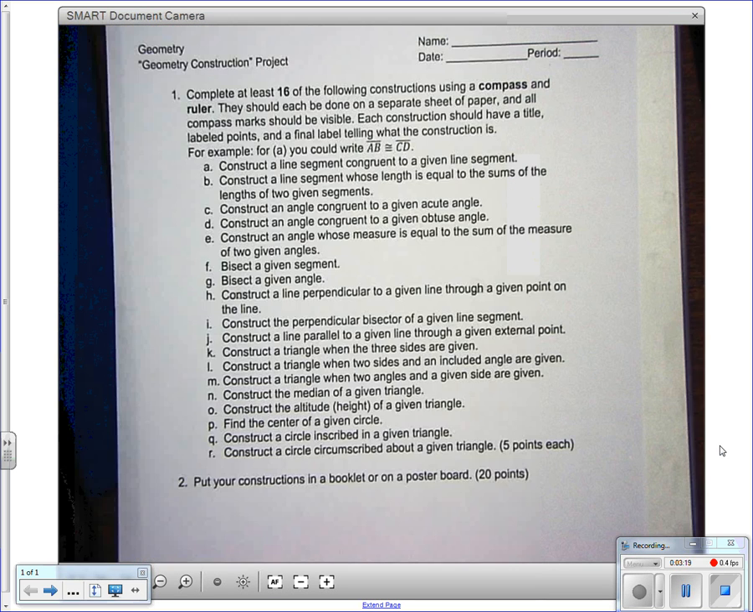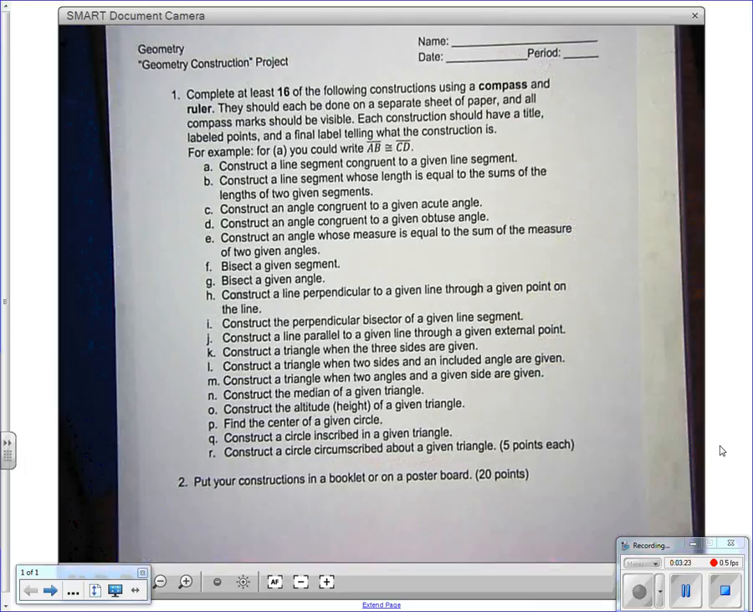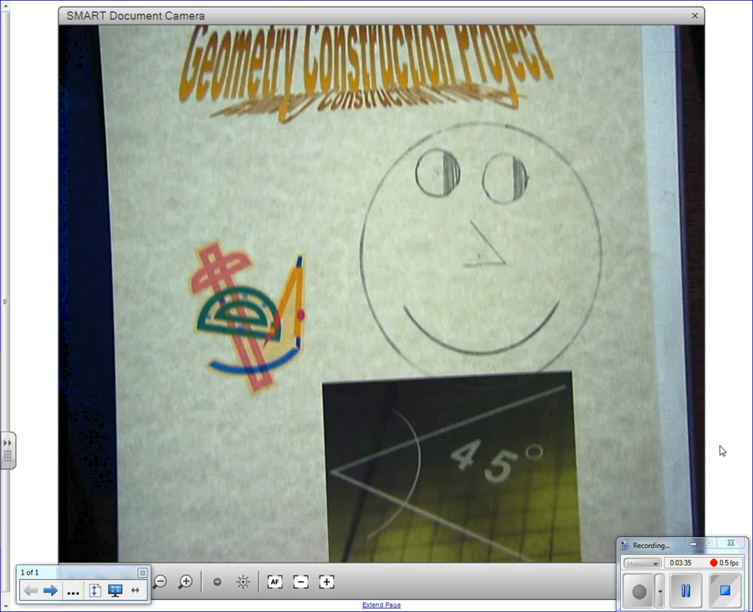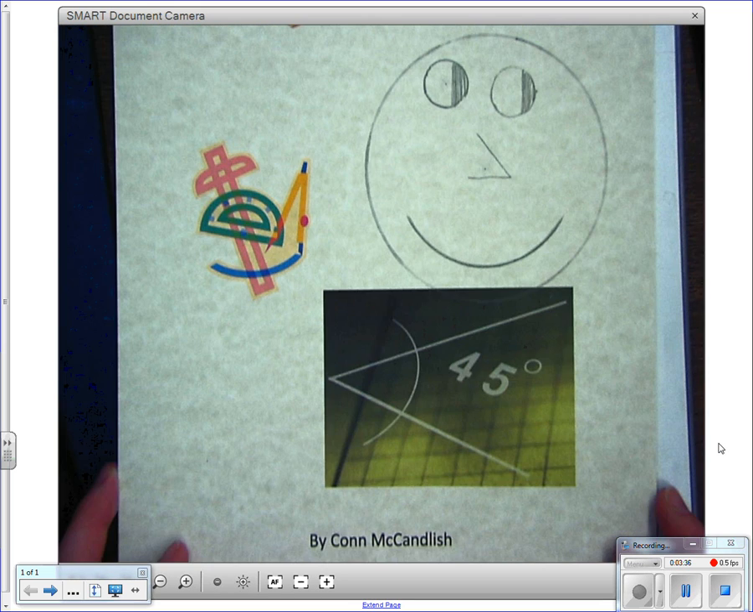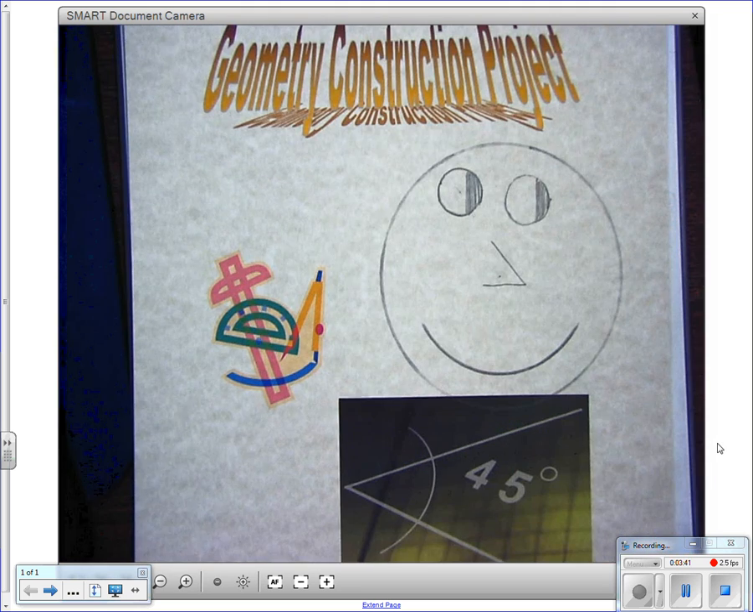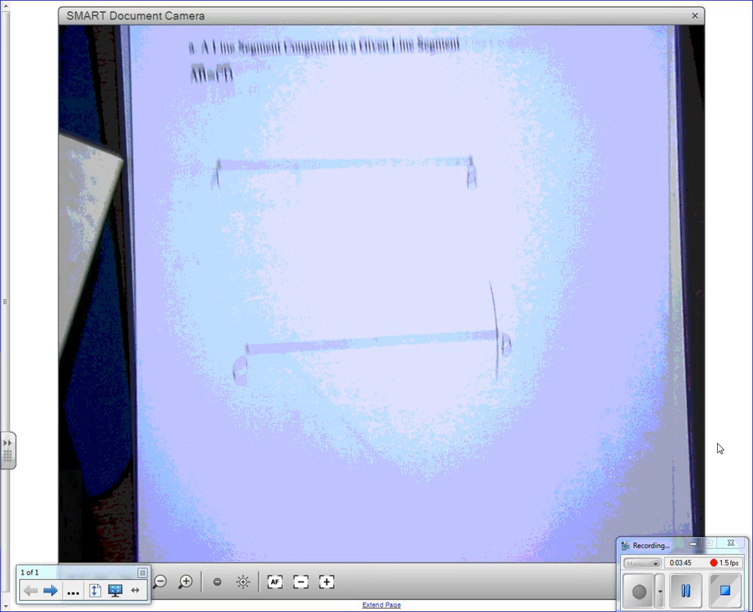So I'm going to show you an example of one from several years ago. He did a really, really good job on his. He got a perfect score. He did not mess up on anything. So this is what his project looks like. Geometry construction project. It's by Con McCandlish. You may or may not know who that is, but he did a really, really nice job on this project. So the first one, he has his title.